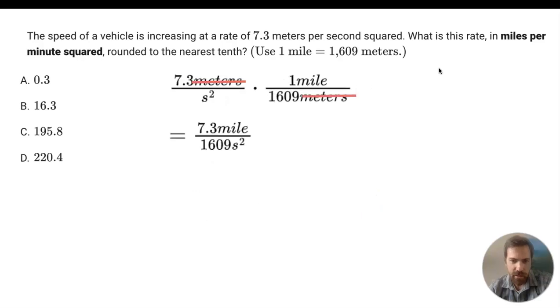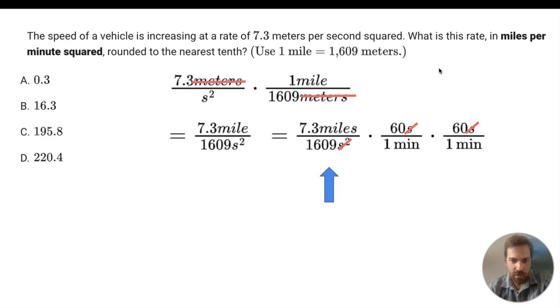So when we do that, we cancel it out. Now we get 7.3 miles in the numerator and 1609 seconds squared in the denominator. So we're getting closer here, but still it's in terms of seconds squared, not minutes squared, right? So we'll want to do more of the same thing to convert seconds squared to minutes squared. Okay, so how many seconds are in a minute? Well, they didn't give that to us because I think everyone knows that, right? So 60 seconds are in a minute.